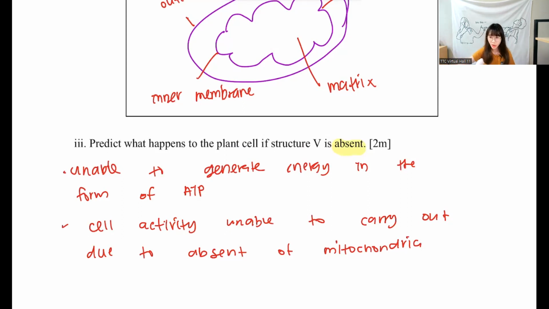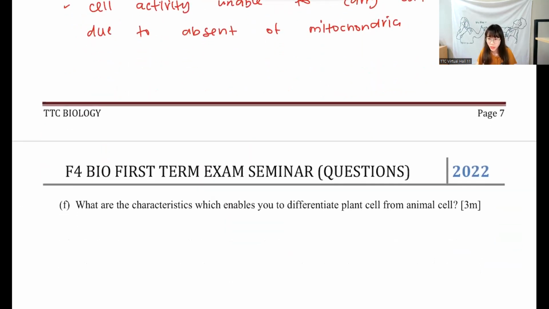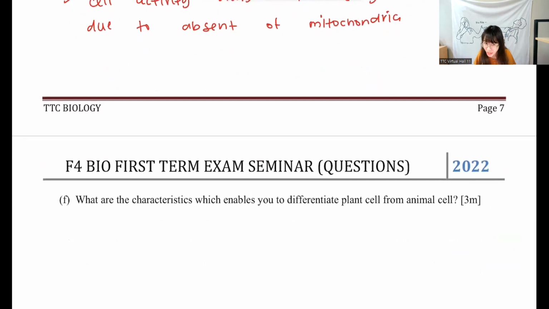Okay, any other question from this page? Done with this page? Done? If you have done, we're going to move to the next page, which is the last question of this question. Okay, what are the characteristics which enable you to differentiate plant cell from animal cell? Easy, this one. How do you want to differentiate plant cell and animal cell? Plant cell has one thing that animal cell doesn't have. They have a fixed shape, correct? What else? Fixed shape, no more. Animal cells have no fixed shape.